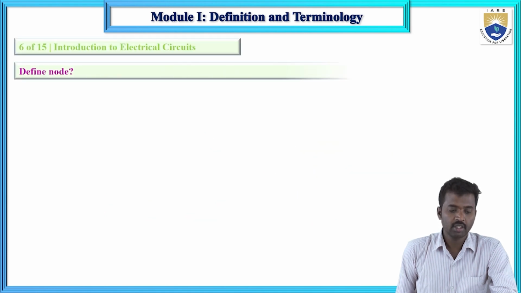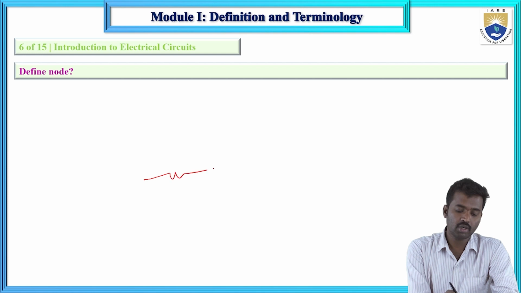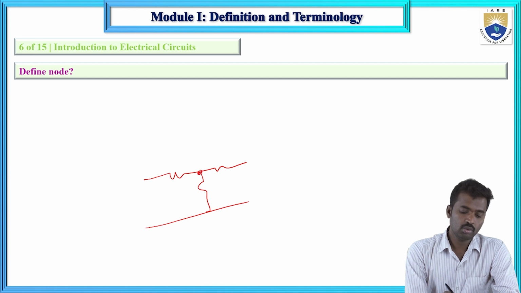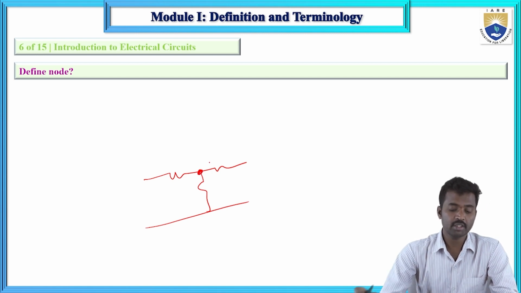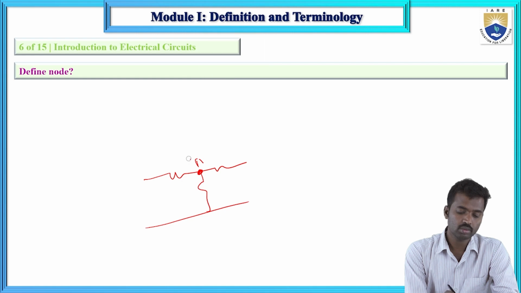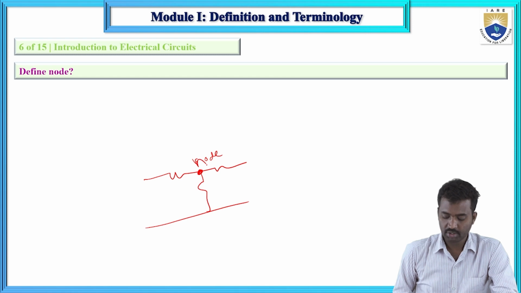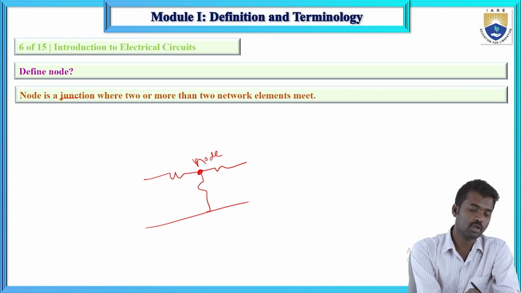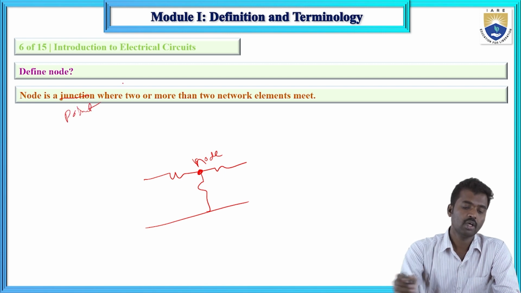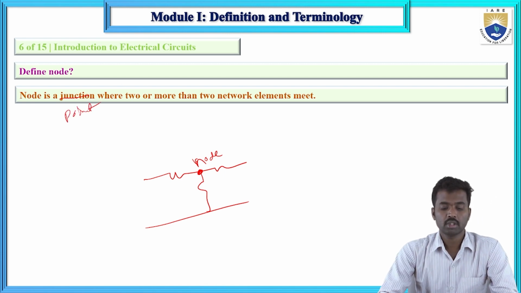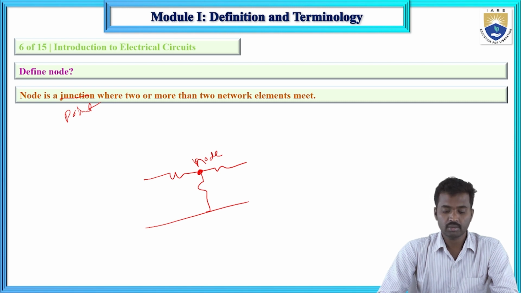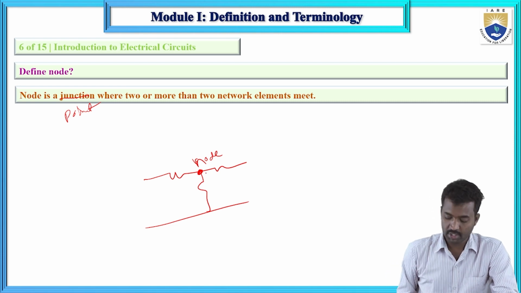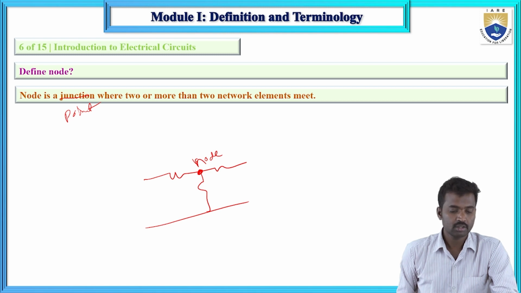Next, define a node. In this network, two or more elements are connected to one point. Here 3 elements are connected to this point, so this point is known as a node. A node is a point where two or more network elements meet. So two or more elements connected to one point is known as a node.